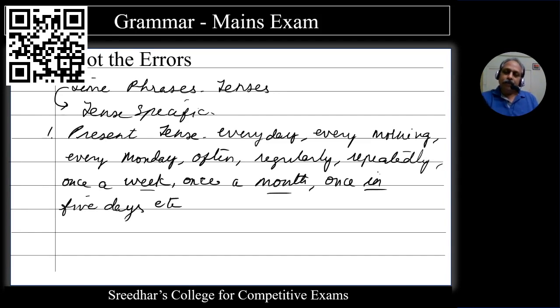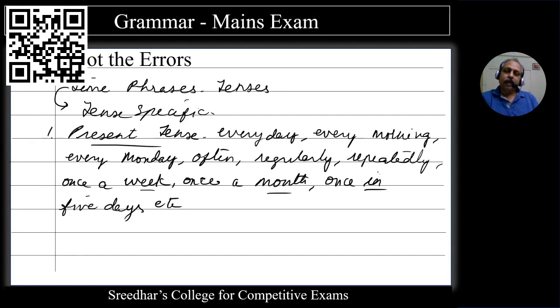All these time phrases go with present tense. He played tennis every day. Not correct. He plays tennis every day. Independent sentence. If you see a sentence like he played tennis every day, it is obviously wrong. You cannot use past tense, you have to use present tense. He plays tennis every day. So every morning, every Monday, often, regularly, repeatedly, and frequently, once a week, once a month, once in 5 days.